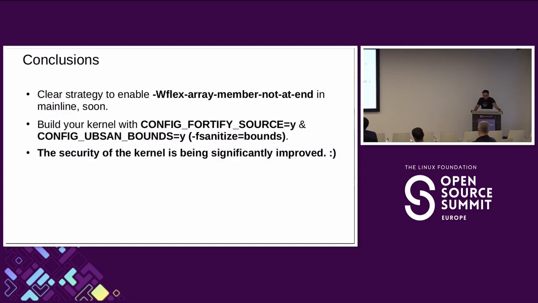So yeah, I already have a clear strategy on how to enable this compiler option. Again, if you are curious, you can take a look at the commit IDs. This presentation is already uploaded, so you can take a look at it. And if you want to gain all this hardening, you can build your kernel enabling these configurations. And I want to think that we are improving the security of the kernel, and that's it.